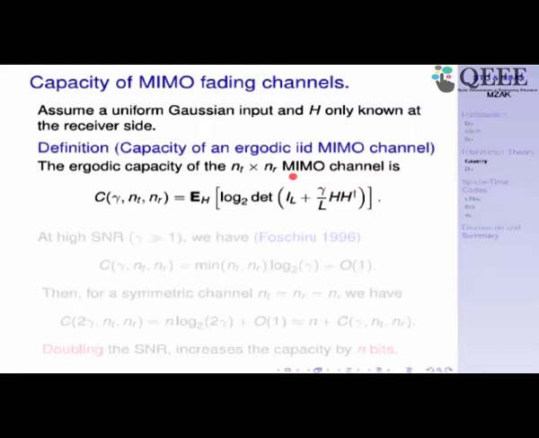Each entry of the channel is independent and identically distributed. Then the capacity is defined by taking the expectation of the term that we had derived in the previous slide. Now you see it is a function of the number of transmit antennas, the number of receive antennas, and gamma. NT and NR come into the picture because of the H H conjugate term in the definition. Remember that earlier today we said that for the SISO AWGN channel, doubling the SNR will increase the throughput by 1 bit at high SNRs. Let us see what happens here for the MIMO fading channel.